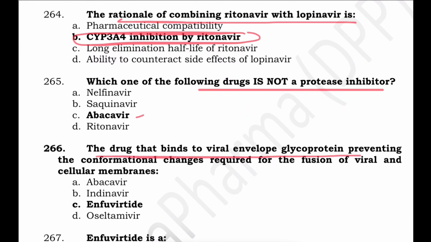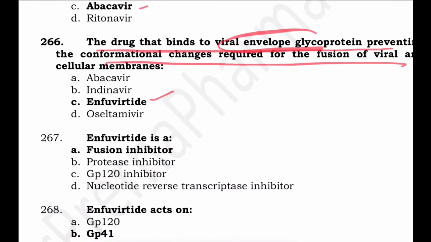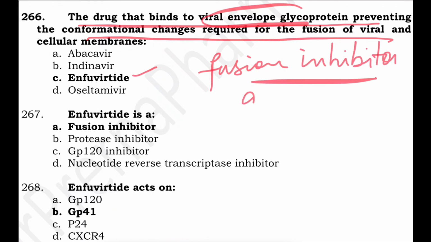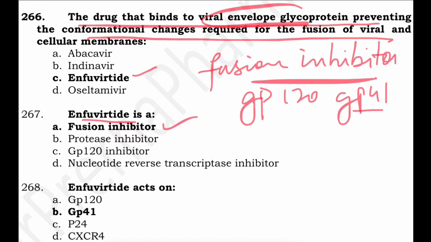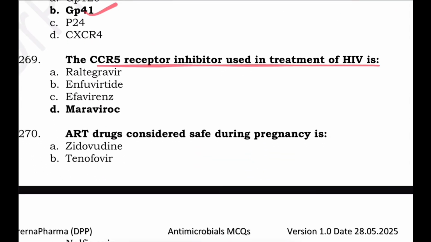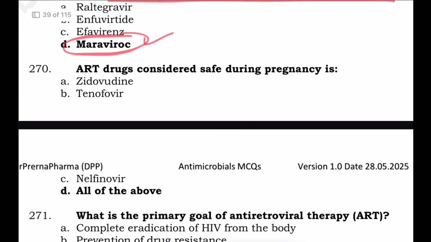Then the drug that binds to viral envelope glycoprotein preventing conformational changes is enfuvirtide. Enfuvirtide is basically the fusion inhibitor. It inhibits the attachment of GP120 and GP41 to the host cell. Enfuvirtide acts on GP41. CCR5 receptor inhibitor used in the treatment of HIV is maraviroc. A newer congener is called vicriviroc.